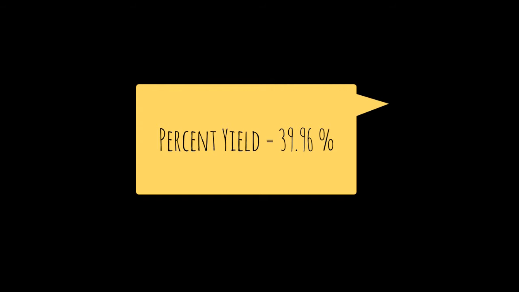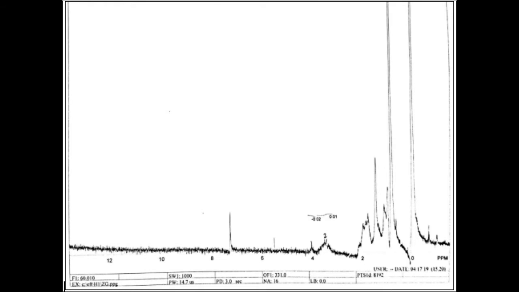We got a 39.96% yield. This was the HNMR of our product. It shows both elements of cis and trans from the chair conformers. Around 3.7 to 4.1 ppm, we can observe 2 peaks with the integration values situated above.